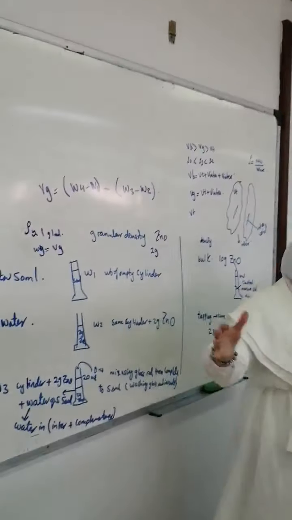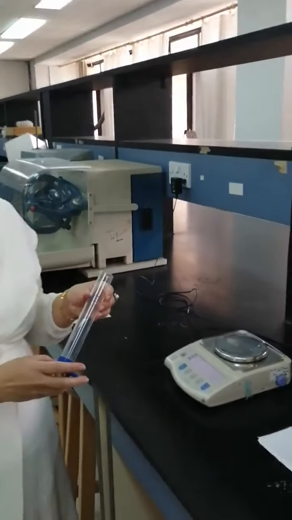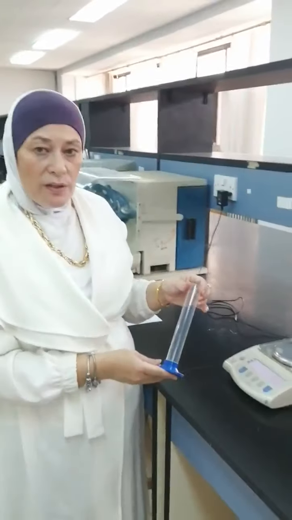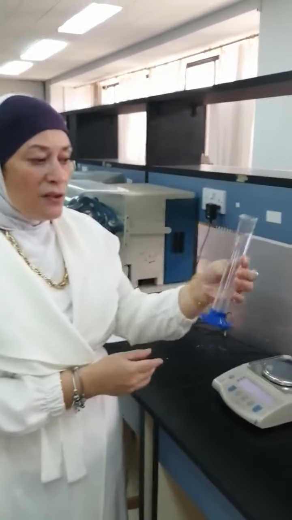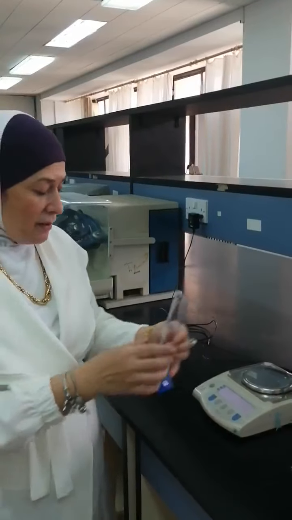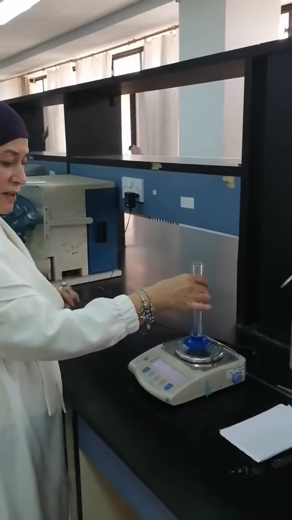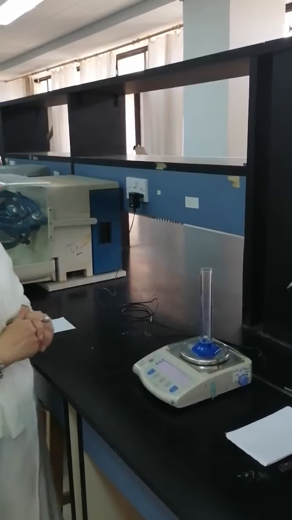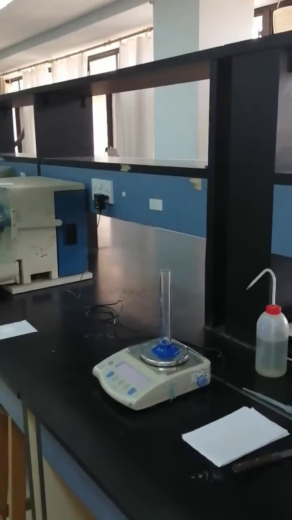Okay, so now we go to granular volume, granular density. We use a dry 50 ml volumetric cylinder. We get W1, which is the weight of the empty cylinder.